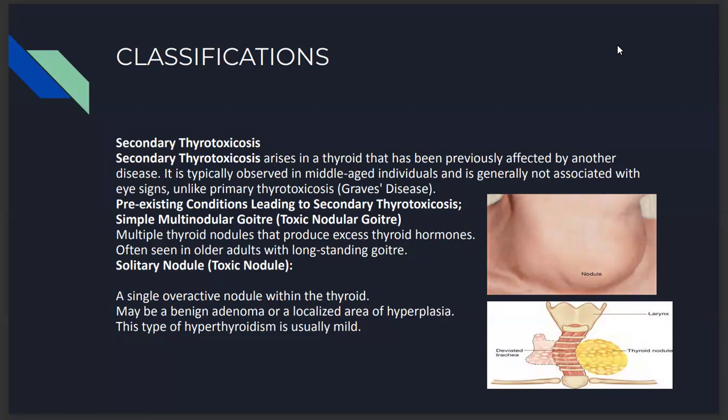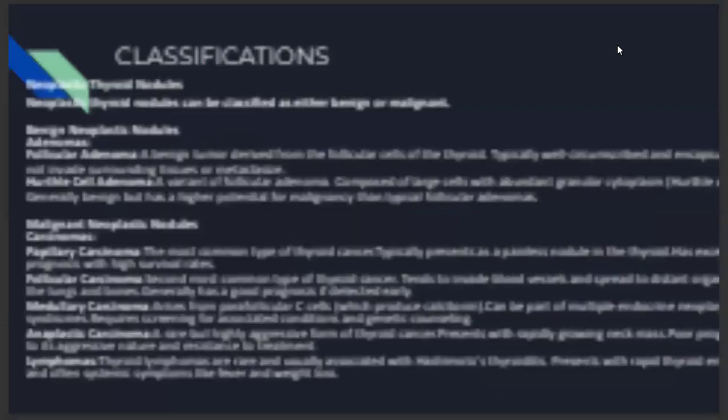A solitary nodule, which is a toxic nodule, is a single overactive nodule within the thyroid. It may be a benign adenoma or a localized area of hyperplasia. This type of hyperthyroidism is usually mild.